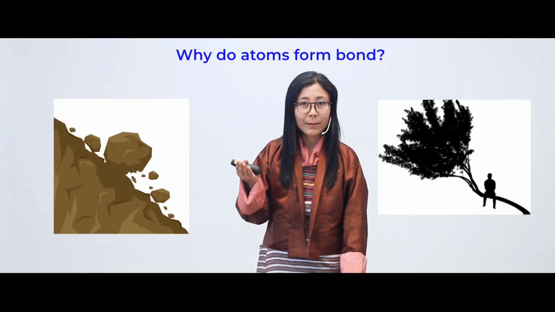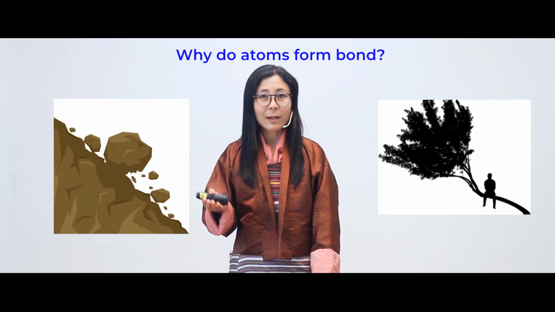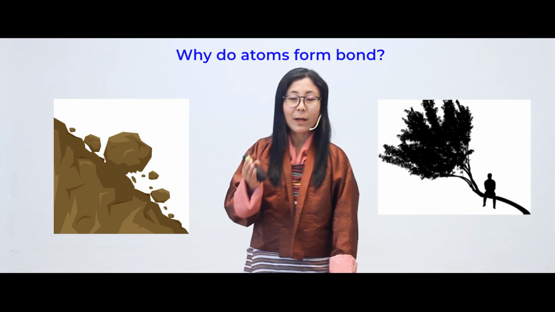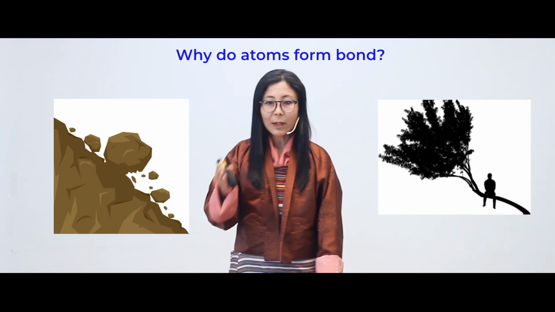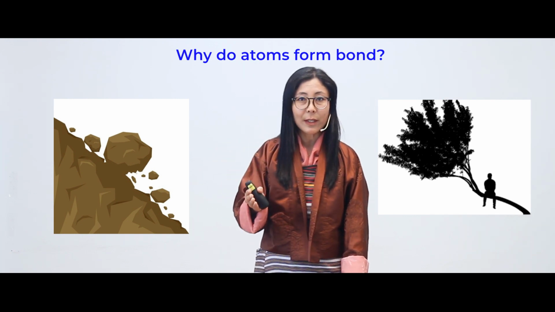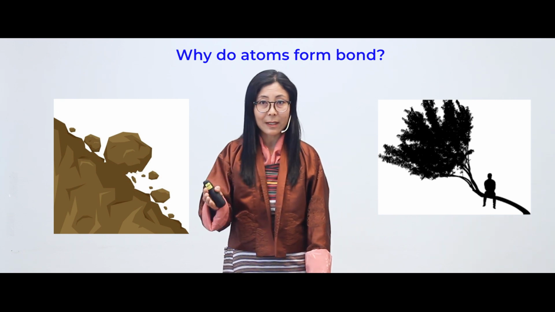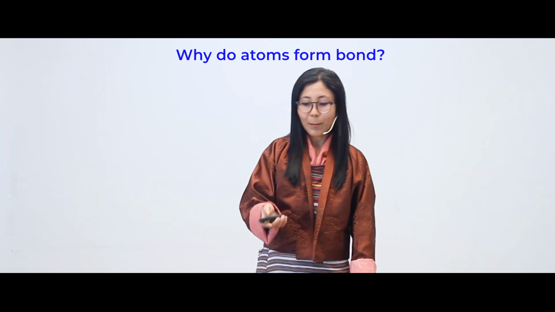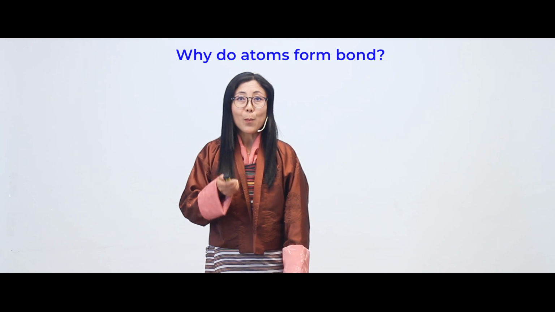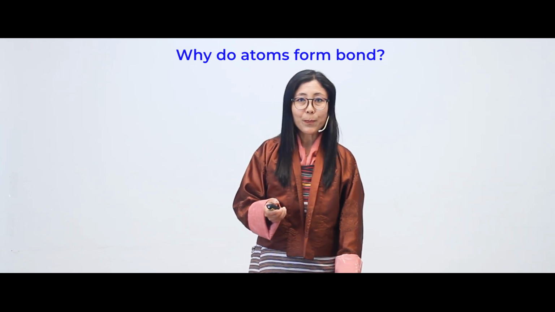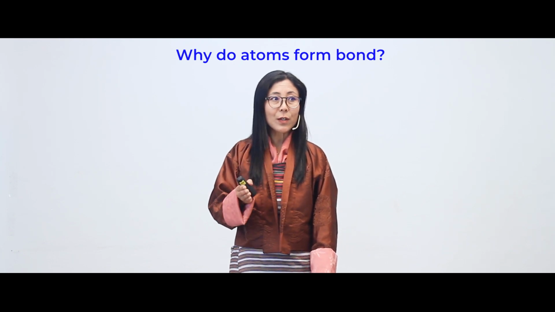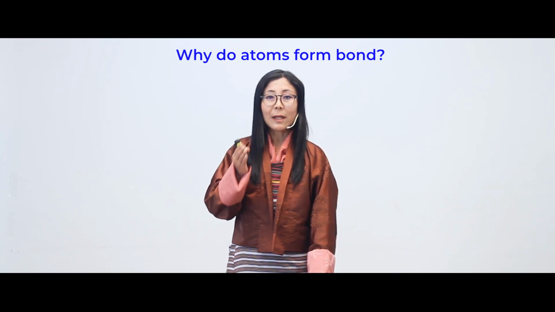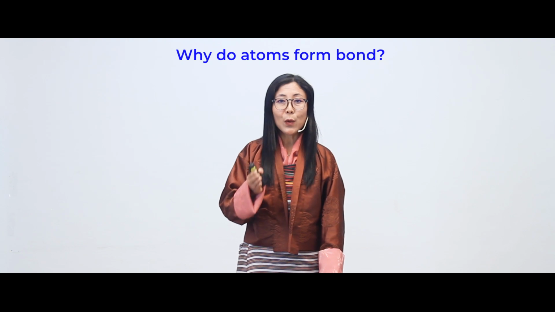Did you ever wonder? That's because the stone on the hilltop and man on the tree is at the higher energy level. And as they come down on the ground, they lose certain amount of energy and they are at the stable state. Likewise, why do atoms form bond? So atom needs to be in a stable state. So in order to be in the stable state, they need to have noble gas electronic configuration.